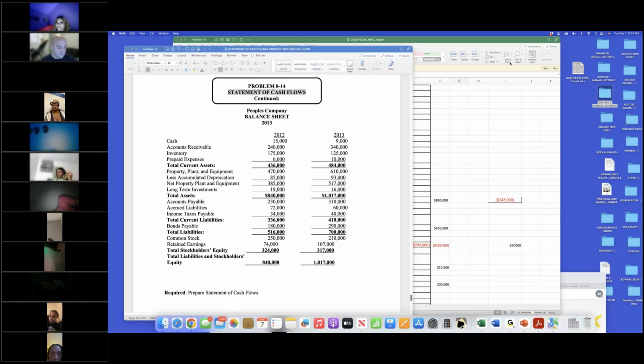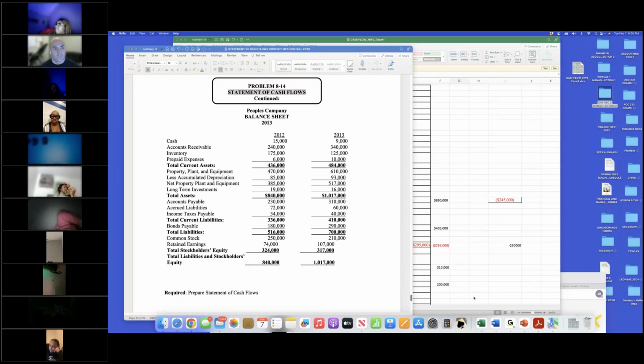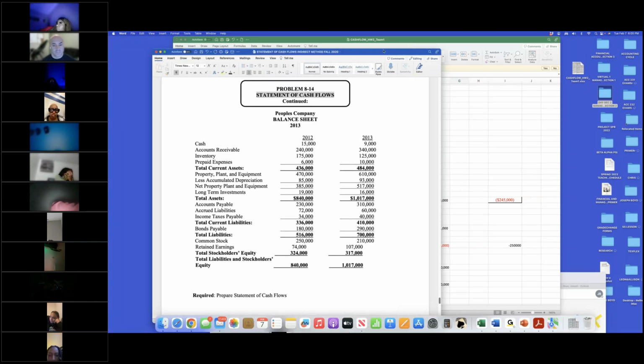And if we go to show that change in cash, what was the cash change? What was the change in cash? $6,000. Did it go up or go down? It went down. Okay, so it decreased. So when we get ready, let's see if we can find these statements of cash flows.